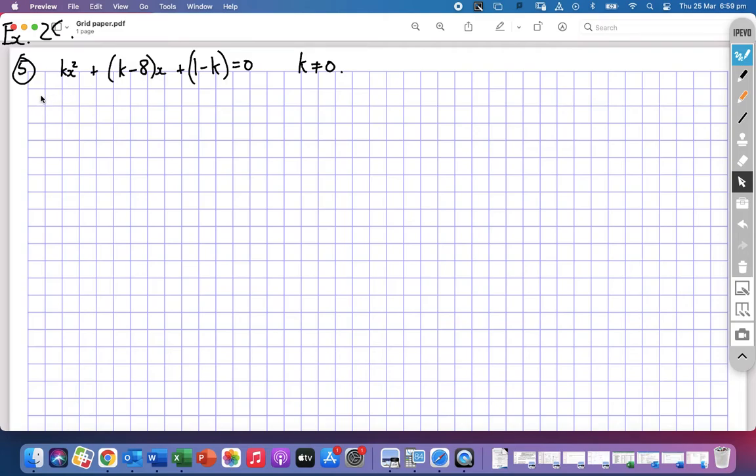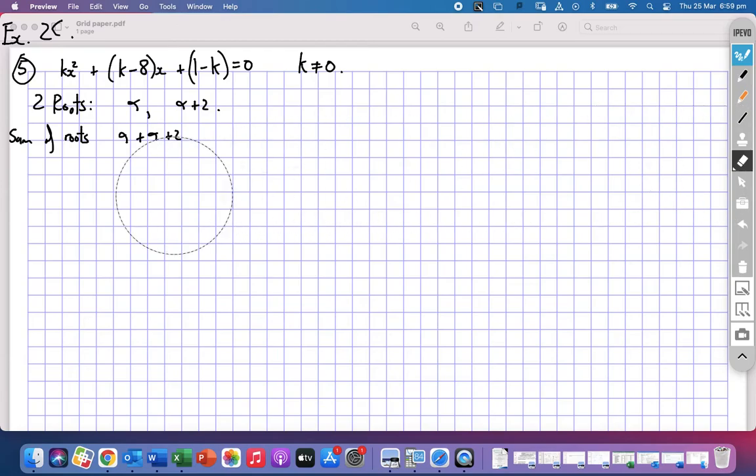We have 2 roots. Let's call one of them alpha. The other one is 2 more than the other. Okay? Now we know that the sum of the roots is, or would be, alpha plus alpha plus 2. Now that's just going to be 2 alpha plus 2.